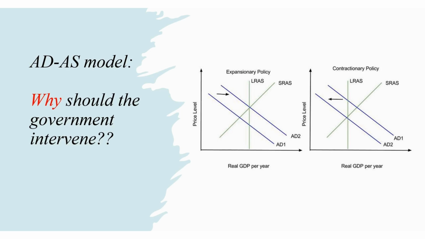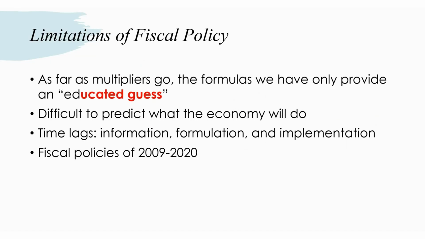Although the aggregate demand, aggregate supply model says that the economy will self-correct in the long run, the government still intervenes. Why is this the case? Because there are limits to fiscal policy.